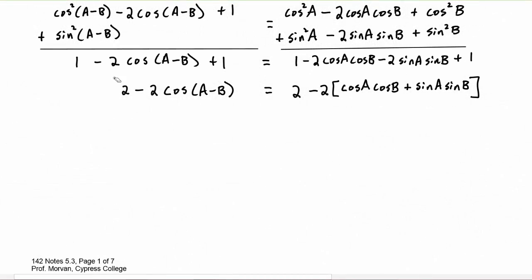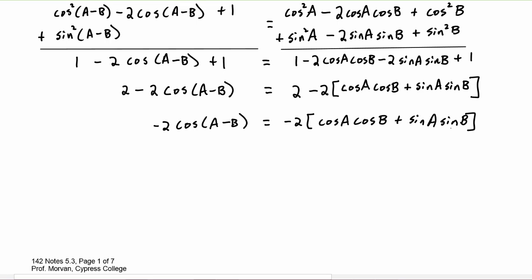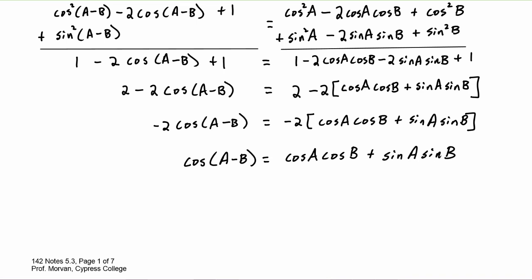We see we can subtract 2 from both sides, and it would simplify to be negative 2 cosine of A minus B is equal to negative 2 times the quantity cosine A cosine B plus sine of A sine of B. The next step would be to divide both sides by negative 2, and we get cosine of A minus B is equal to cosine A cosine B plus sine of A sine of B. And this is what we call the difference identity for cosine.